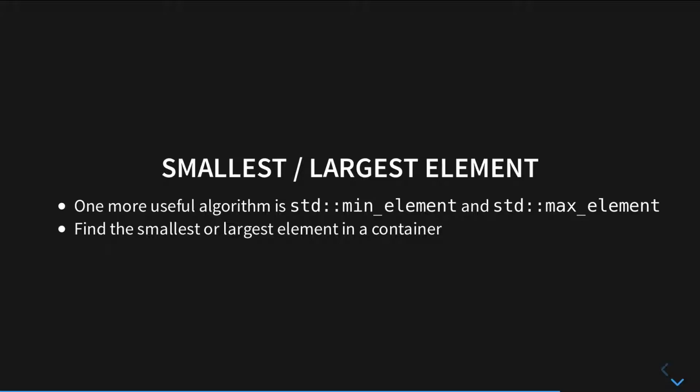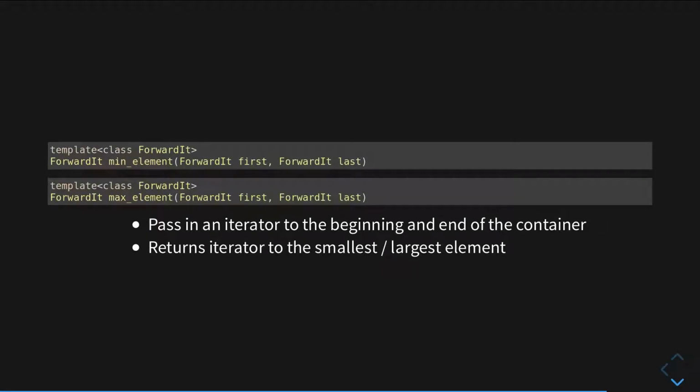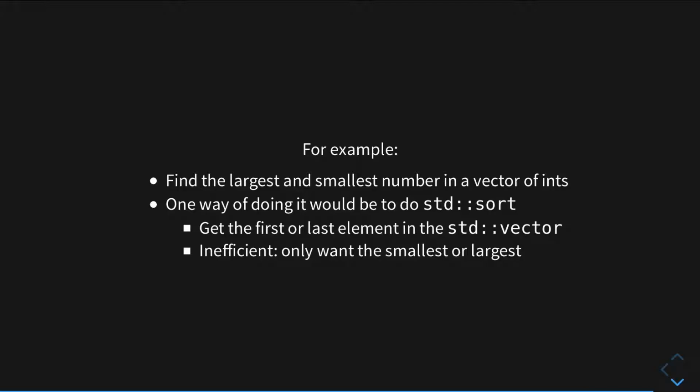One more useful algorithm is std::min_element and std::max_element. As their name suggests, the function can be used to find the smallest or largest element in the collection. Again, in order to work with all the standard template library containers, this function takes in iterators and returns an iterator, similar to std::find. For example, let's say we wanted to find the largest or smallest number in a vector of ints. One way of doing this would be to do std::sort and then getting the first or last element in the vector. However, it's inefficient. We only want the smallest or largest.